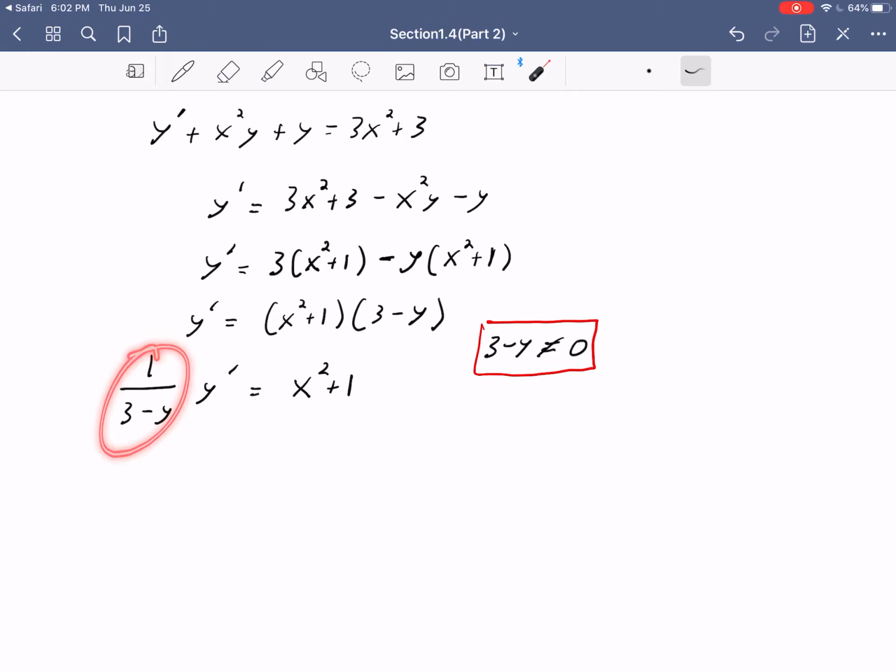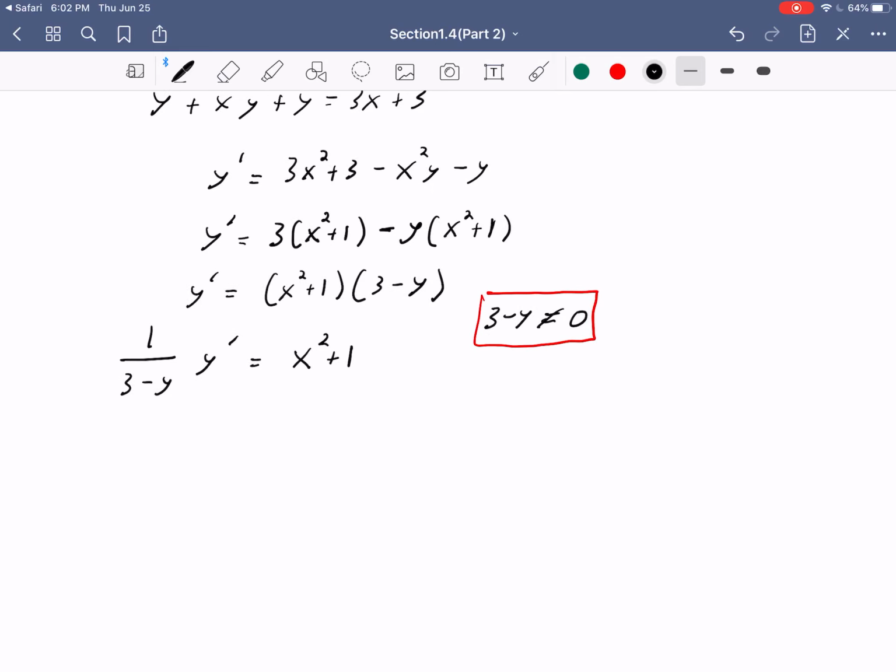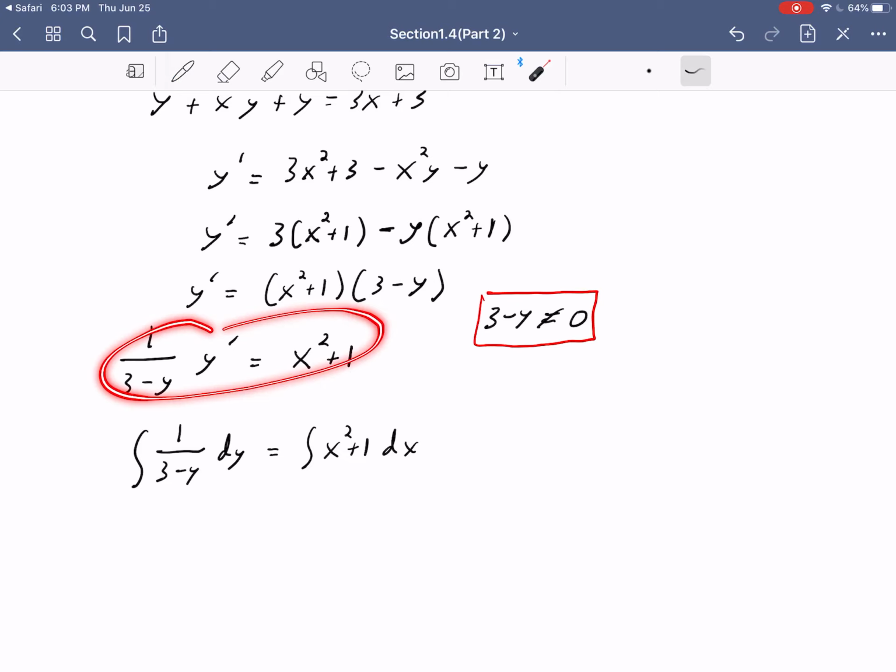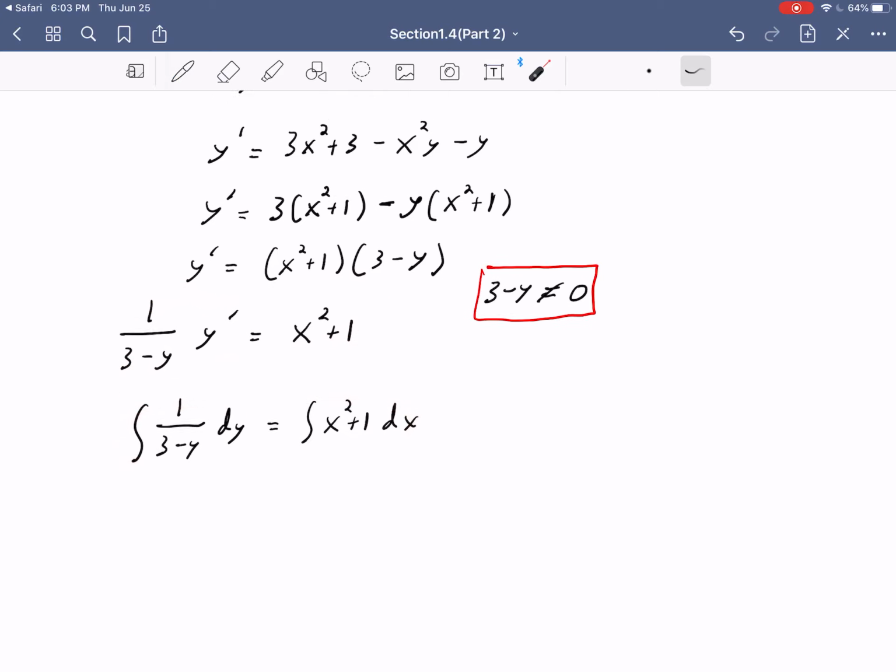At this point though, this is separated. This is the function of y over here. This is the function of x over here. So we can go ahead and integrate both sides with respect to their respective variables. So the integral of 1 over 3 minus y dy and the integral of x squared plus 1 dx. Remember, we proved that theorem in the last video that allows us to take that step.